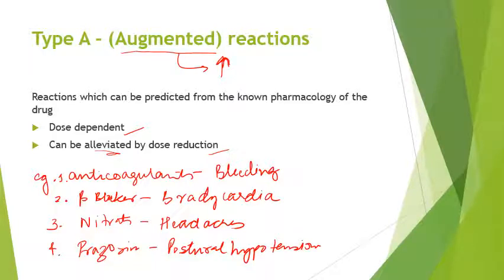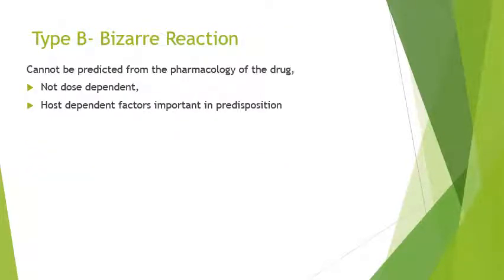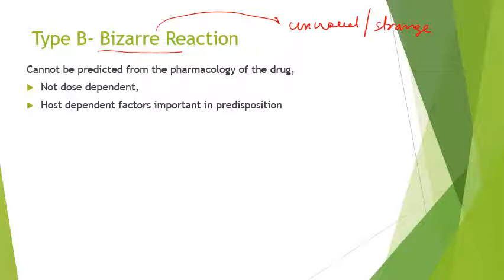Now moving on to type B reactions. Type B stands for bizarre reaction. The word bizarre means anything which is very unusual or strange. Now these reactions cannot be predicted from the pharmacology of the drug and are neither dose dependent.